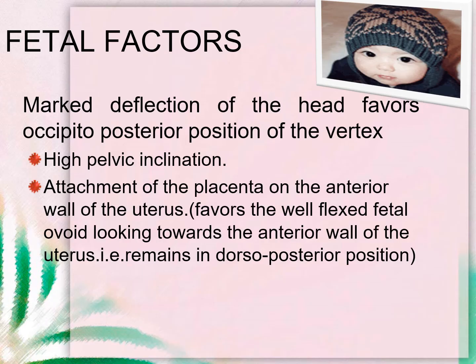And next we can see the fetal factors. Deflection of the head leads to the occipito-posterior position. Next, if the placenta is attached to the anterior wall of the uterus, for example, as we have already seen, if placenta previa is there, when the baby is coming downward, the anterior portion will be occupied by the placenta. So the baby will go to the posterior portion.